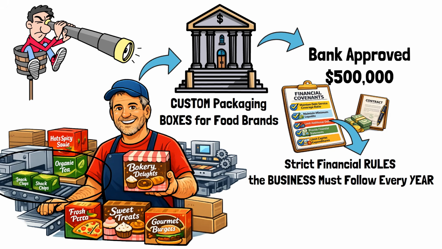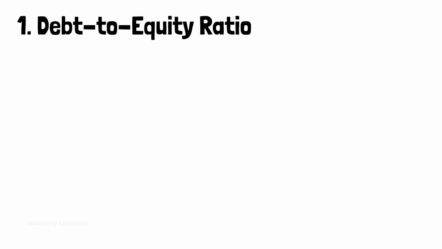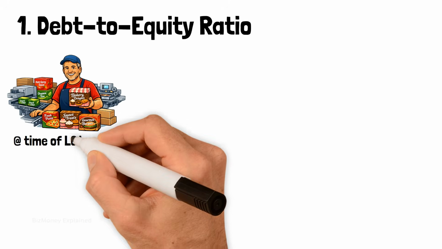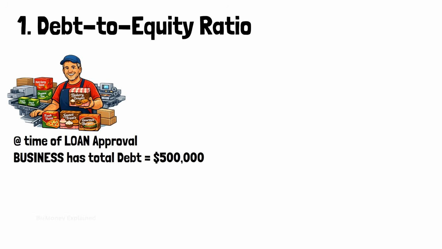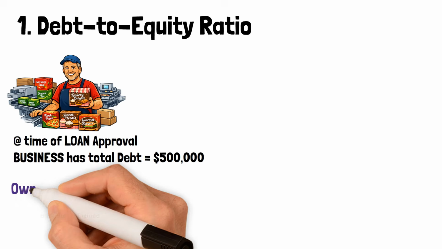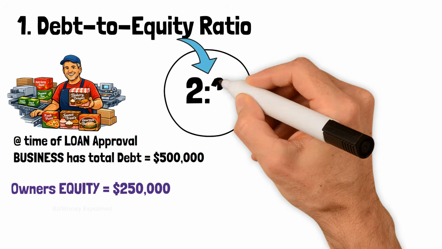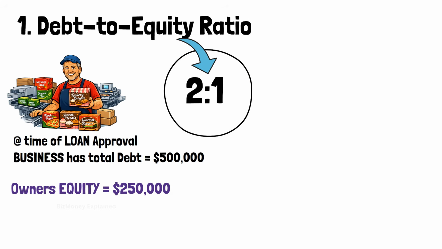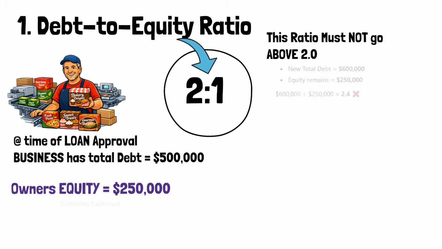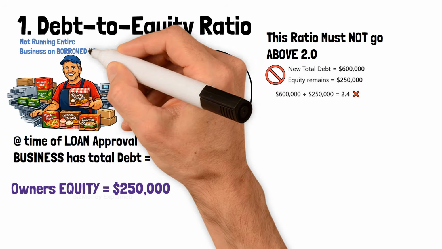The first covenant is debt-to-equity ratio. At the time of loan approval, the business has total debt of $500,000 and owner's equity of $250,000. This makes the debt-to-equity ratio 2:1. The bank clearly mentions that this ratio must not go above 2.0. This rule exists to ensure the owner is not running the business entirely on borrowed money.